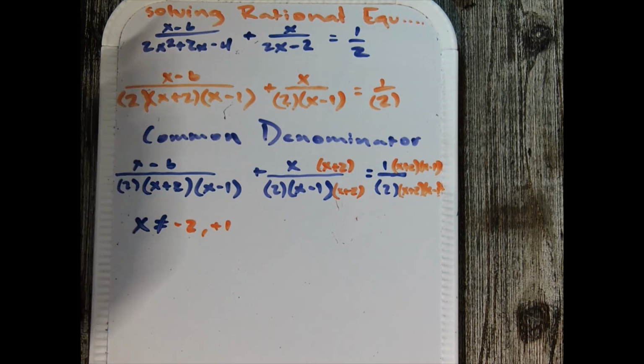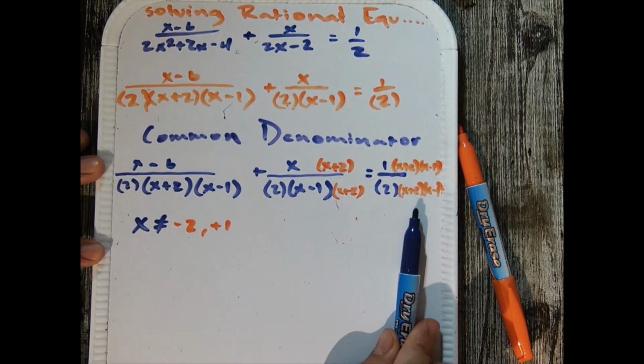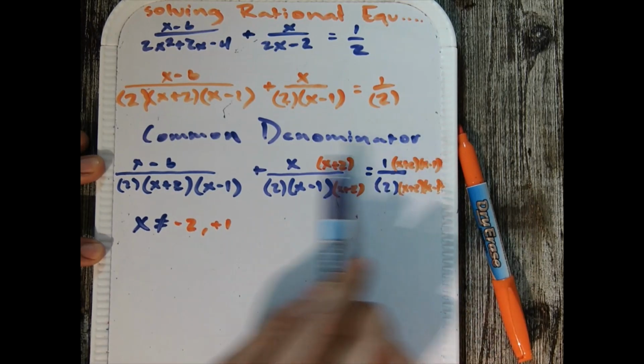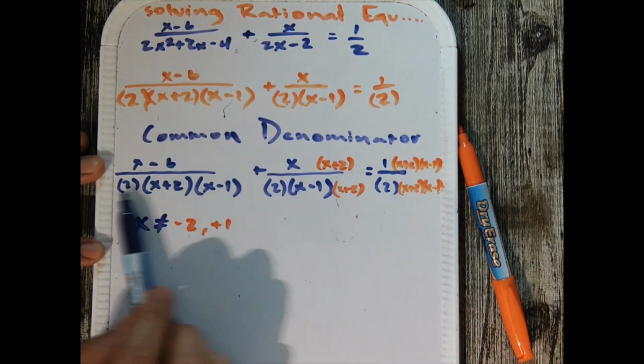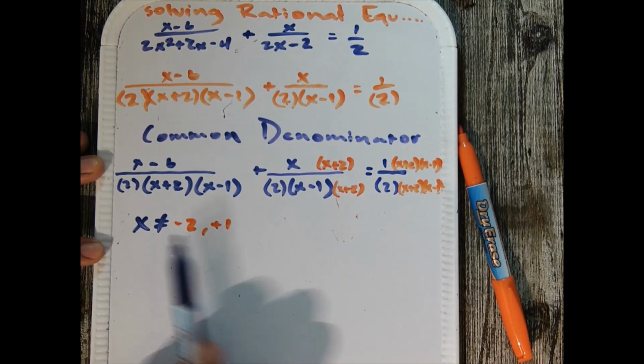So once I have the same denominator, what I'm only going to work out is the top. Again, we kind of get rid of the bottom since we already found what it's used for.